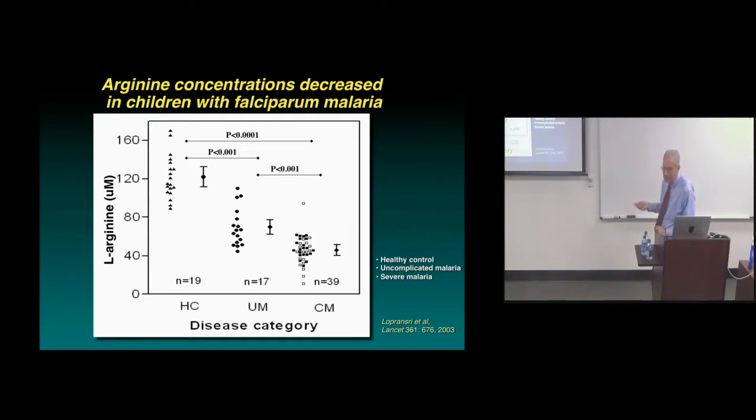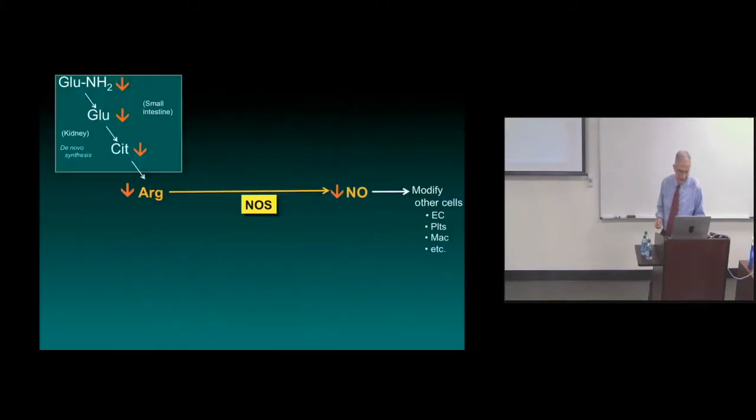If you had severe malaria, it was even lower. And the black dots and the white dots here are meant to represent those patients who lived, the black, and those who died with cerebral malaria. And it was shown here that low arginine was directly related to the chance for death. If you had the lowest arginine, you were more likely going to die. And these are children age about 1.5 to 5.